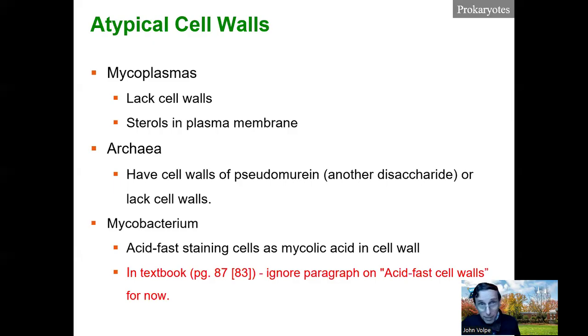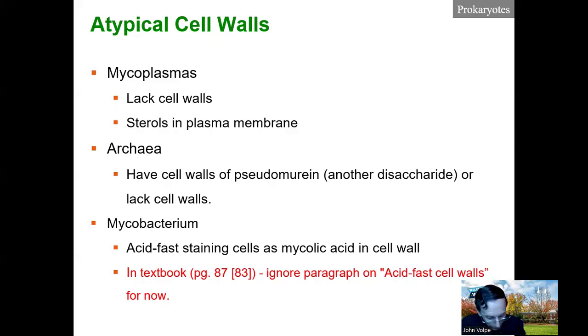But there are some prokaryotic cells which are atypical. The first one I'm going to talk about is the archaea. They differ from the bacterium, so it's not surprising they have different cell walls. They do not have peptidoglycan in their cell wall. Instead, they have pseudomurein if they have a cell wall, and some of the archaea lack a cell wall. Only a few, but there are some archaea that lack a cell wall.